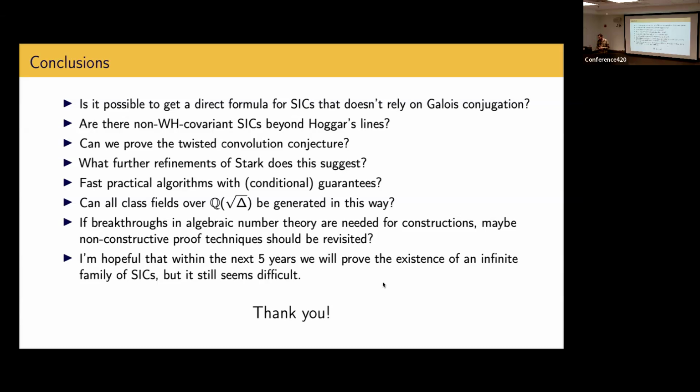Maybe if it turns out breakthroughs in algebraic number theory are actually needed to somehow solve existence constructively, maybe we should try non-constructive techniques. Maybe we can prove existence of these things non-constructively using something like fixed point theorems, right? Or other non-constructive methods. I'm cautiously optimistic that we will prove existence of an infinite family, but it still seems difficult. Thank you.